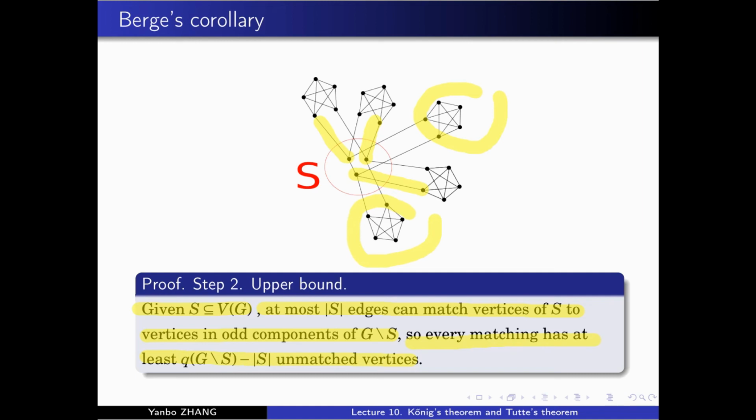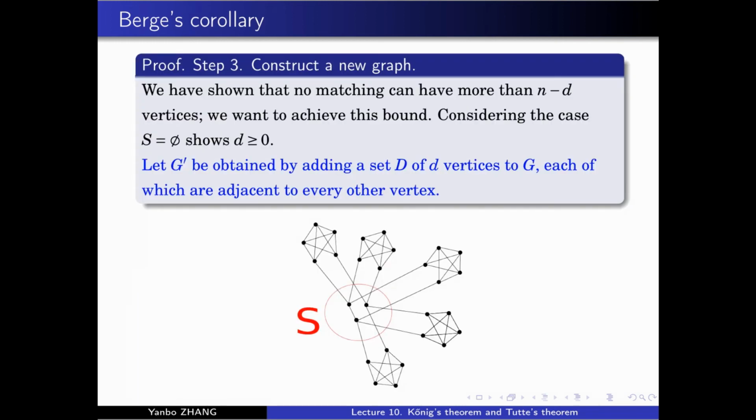Then we will prove that we can achieve the upper bound. We will get the upper bound by using Tutte's theorem. To use Tutte's theorem, we need to construct a new graph. This is the proof of step 3. We have shown that no matching can have more than n minus d vertices. This is the upper bound. We want to achieve this bound. Considering the case S equals empty set shows that d is non-negative.